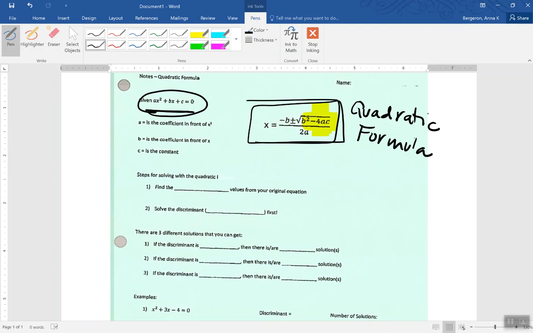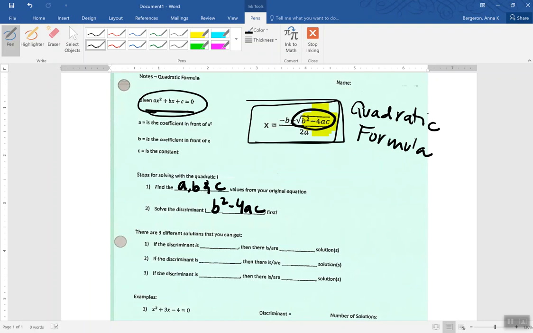In order to solve, the first thing we're going to do is find the a, b, and c values. Once I have it in that standard form, I can figure out what a, b, and c are. Then I'm going to solve for that discriminant piece, b squared minus 4ac. That's going to be our first step every time we're using the quadratic formula, is to find this discriminant. And what the discriminant is going to tell us is how many solutions we're going to get.